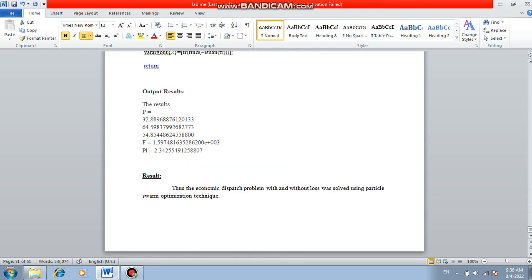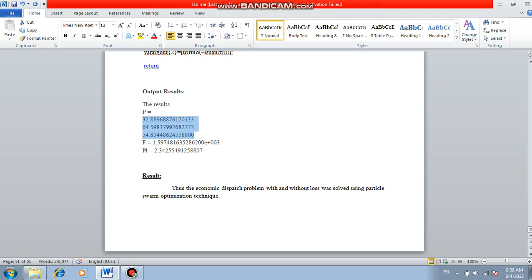At last, the output results for that particular problem, which is a 3-unit system. For the 3-unit system, the total load is satisfied. For power, the first generator gives 32.88, the second 64.59, and the third 54.85. The total fuel cost is 1.597 times 10 to the power 3. The loss attained is 2.34 megawatts. So this is the output.